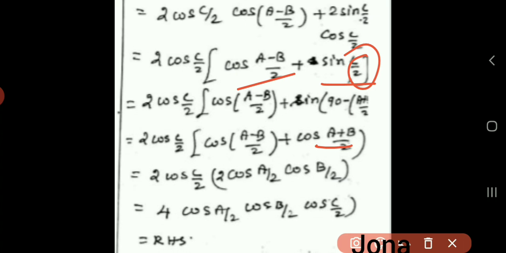Now this is in the form of cos C plus cos D. This we can write as 2 cos A by 2 into cos B by 2. If you multiply everything, we will get the required answer.